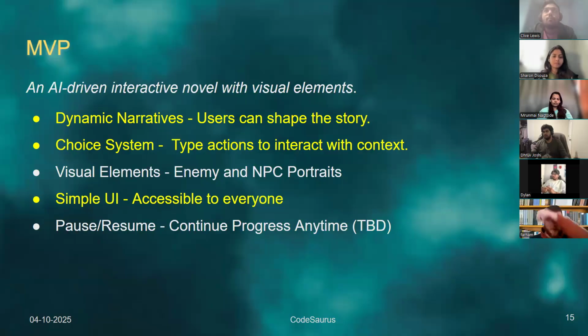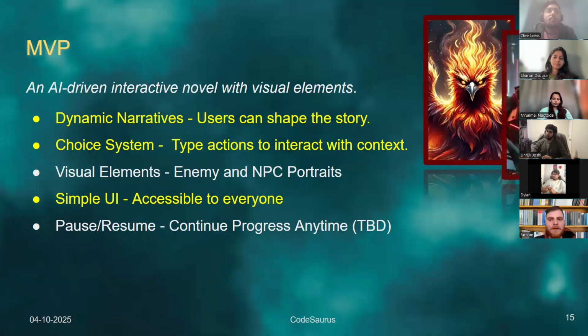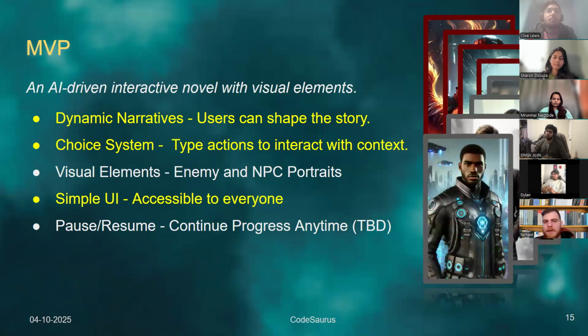So the MVP that we are aiming to build for Quest is going to be ultimately an AI-driven interactive novel that has visual elements, which is the thing that makes us stand out compared to our existing solutions. So we're going to have dynamic narratives, meaning that the user can shape the story based on any input that they put. The choice system is that the user can type any interaction that they want, and the visual elements are where the enemies and the NPC portraits that I'm showing on the right are going to be presented every time they are in the scene.